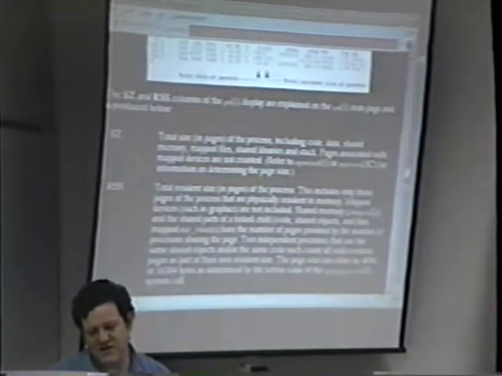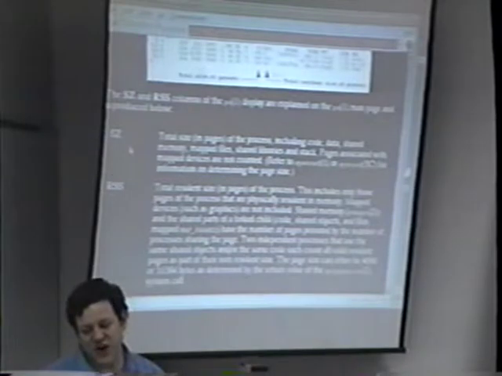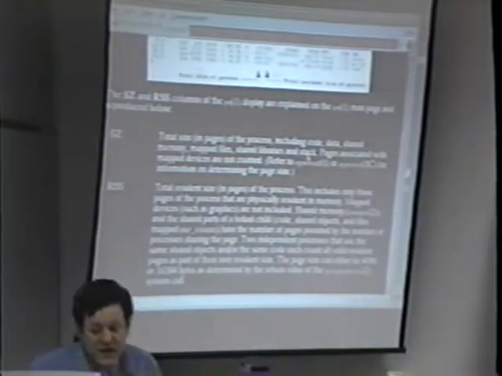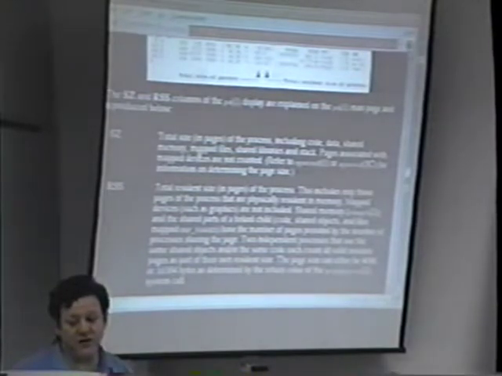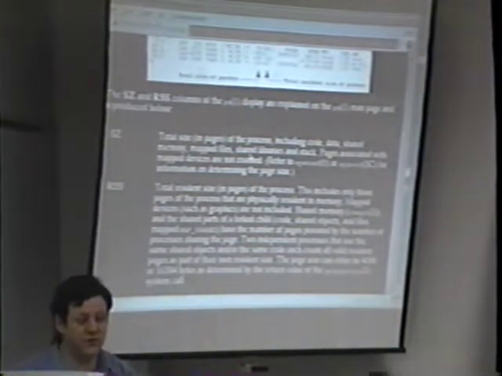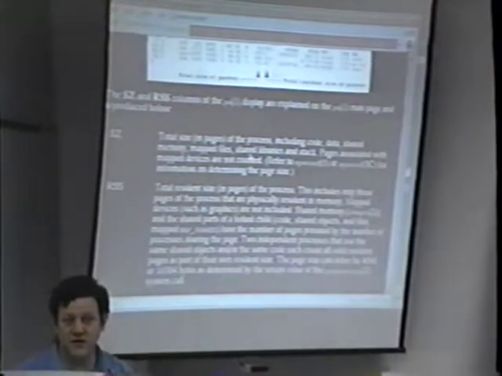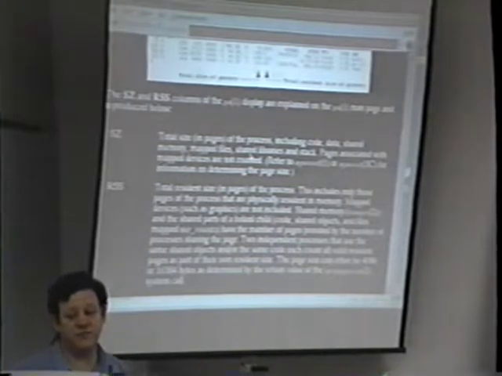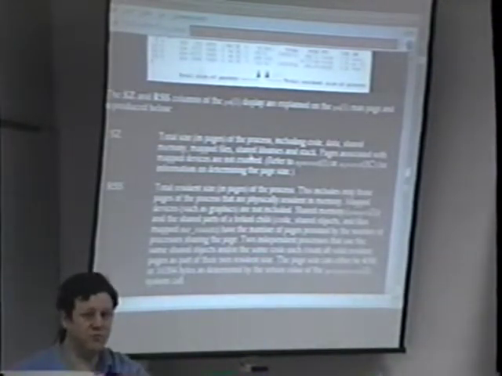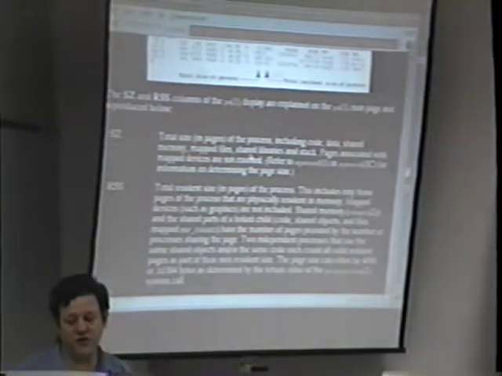So with ps, the size is my virtual size. It includes the code, the data. It also includes shared memory. It includes any memory-mapped files that are pinned down. It does include shared libraries, so shared libraries get counted more than once. If I have several processes using the same DSO, they'll all add up. Even though they're shared, they'll show up within ps as redundant counts. It'll be counted more than once.